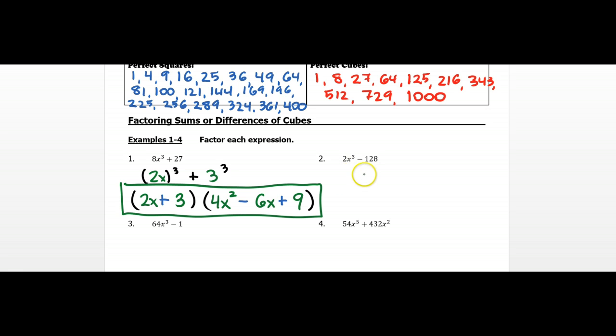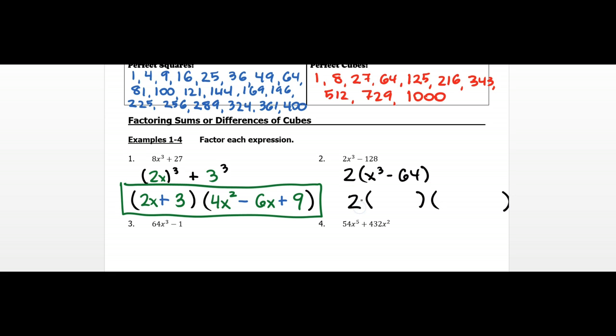For this one we have 2x cubed minus 128. You'll notice that 2 and 128, neither of those are perfect cubes. However, you can factor out a GCF for this one. 2 and 128 are both even, so we can factor out a 2 at the very beginning. And we end up getting x cubed minus 64 as our leftover part. And now we see x cubed is obviously a perfect cube. 64 is also on our list up here. So now I can factor this binomial here into a binomial times a trinomial using my difference of cubes rule.